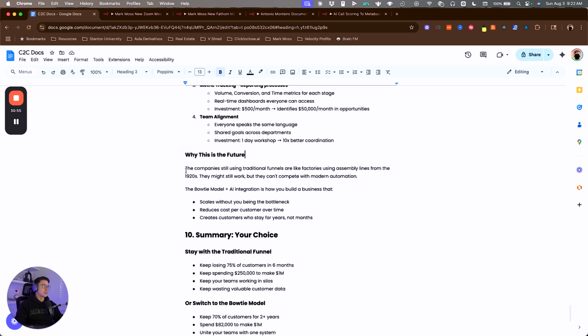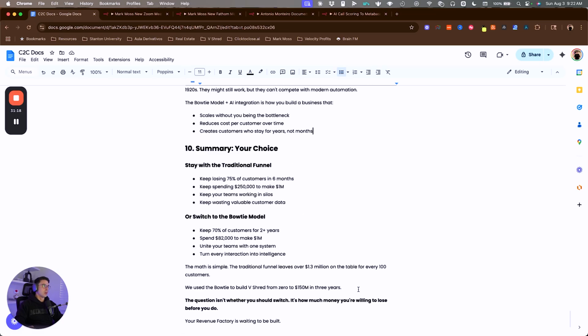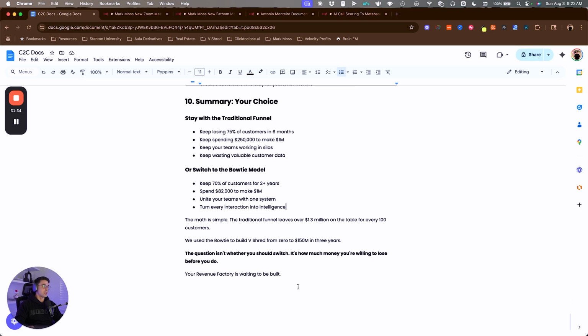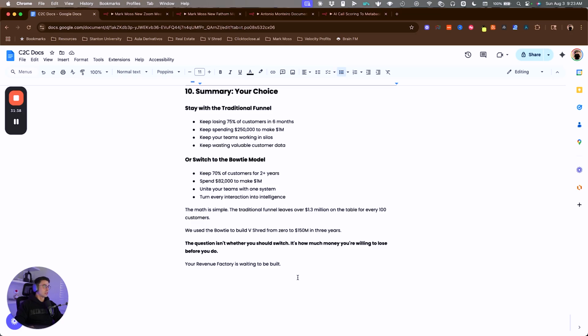And then why is this the future? The companies using these traditional funnels are like factories using assembly lines from the 1920s. So this is like the traditional sales funnel, they might still work. They can't compete with modern automation. The Bowtie model plus AI integrations is how you build a business that scales without you being the bottleneck, reduces the cost per customer, and creates customers who stay for years and not months. And then overall, that's really the two options. Both of them would work. I'm not here trying to give you prescriptions. I'm just here to share exactly how we did and how we do up to this day to scale multiple sales operations in a way that's very different, because most sales trainers don't know this.